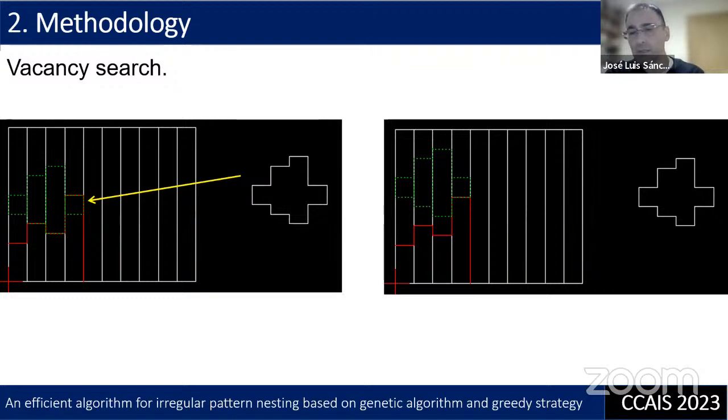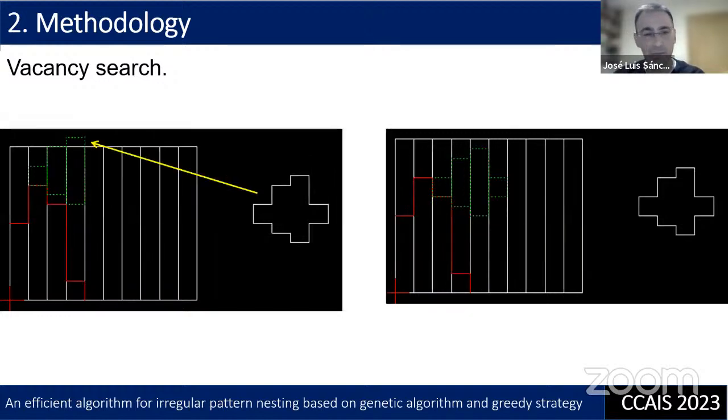We can see in this example a vacancy search. The piece overlaps a predecessor piece, so the process must reallocate the piece so as to find a correct position. The same with this piece, which is out of the sheet.